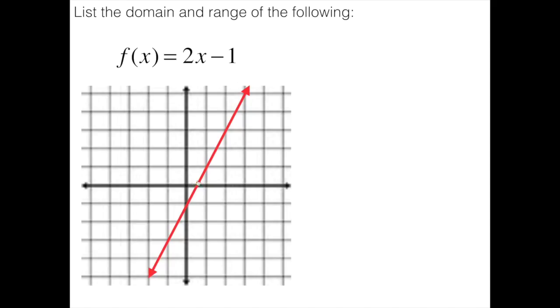So as you can look at this, the first one that we want to look at is the domain. And domain are all of our x values, okay? So let's see, we definitely have a 0. We definitely have a 1, 2, 3. We keep going, and we go in the negative direction here too. We definitely have a -1, a -2.